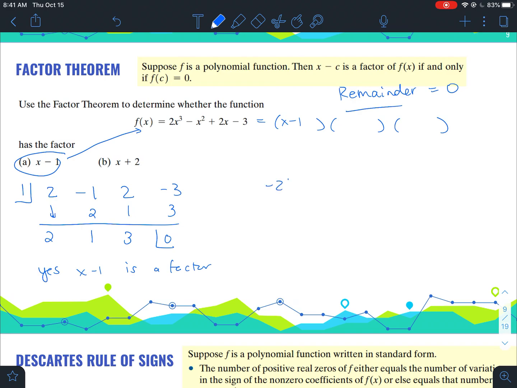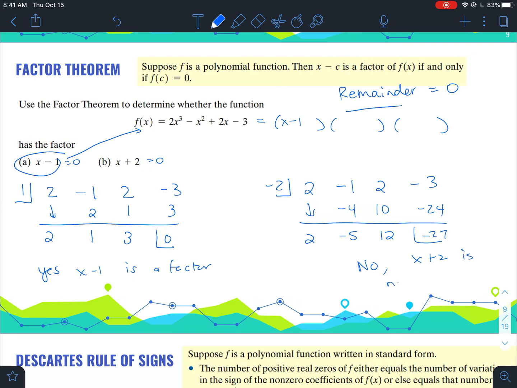Is x plus 2 a factor? Well, let's take negative 2 and put it in the house. And so negative 2, and then I've got 2x cubed minus 1x squared plus 2x minus 3. Bring down the first one, so it would be 2, and then negative 4, and then negative 5, and then 10, and then 12, and negative 24, negative 27. So no, x plus 2 is not a factor. So again, if you want something to be a factor of a polynomial, then when you divide it out, you want 0 as the remainder.